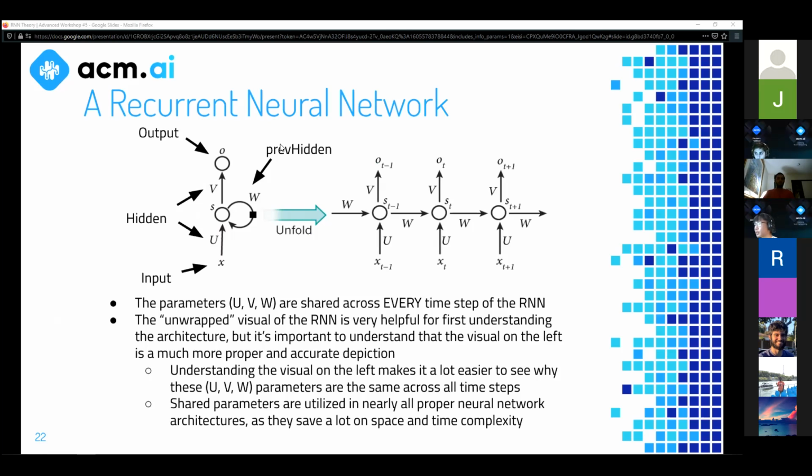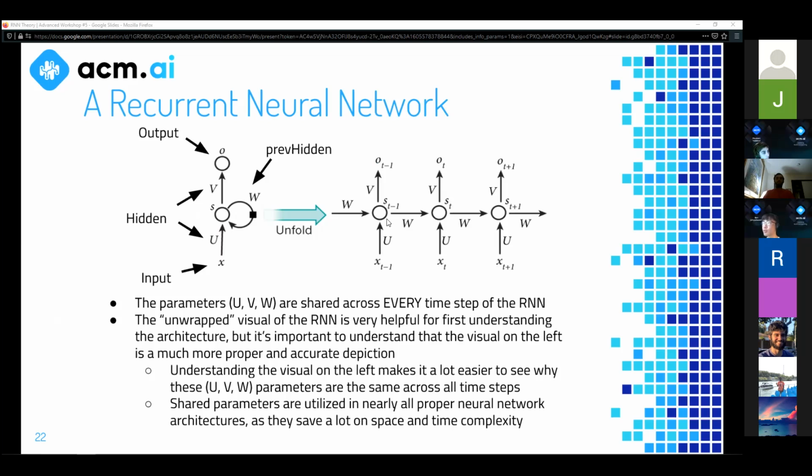The way we update the state is that the state is equal to the previous state multiplied by W, plus U multiplied by the input. That's the current state. Then when you go to the next state, you multiply W by that state, multiply U by the current input, and adding that together produces the current state. You also have another matrix V that you multiply with the state to produce the output.